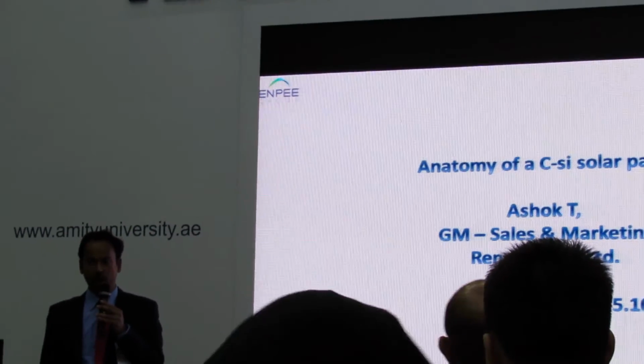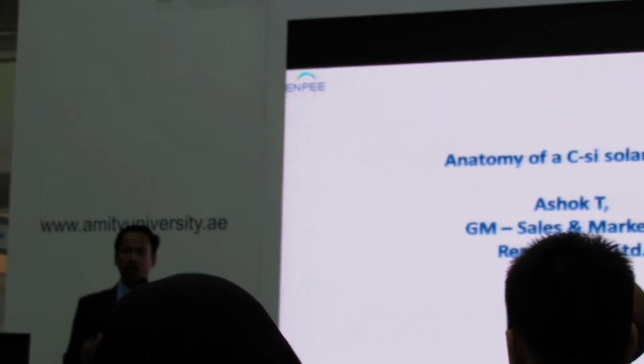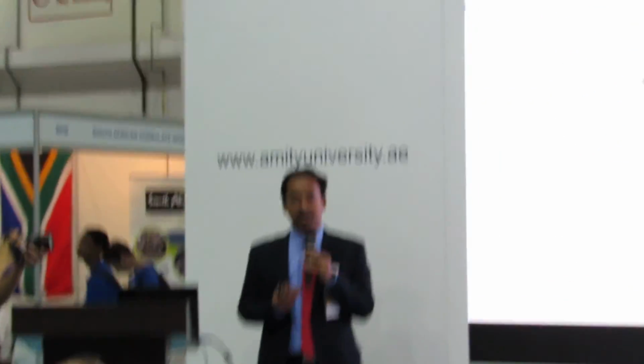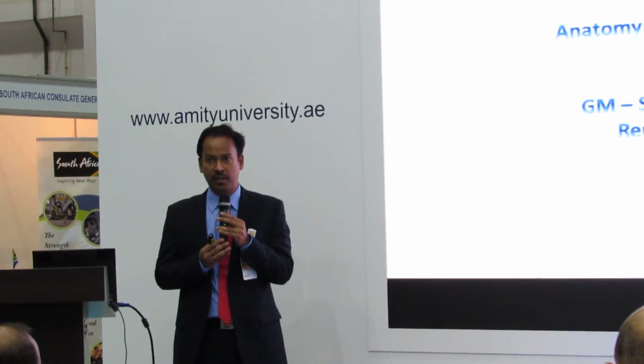Anatomy of a solar module. So when we have an anatomy of our body, the human body, we have various parts of the body and they have various applications to do, and how they protect us, and what are the key functions of each organ of a body. So similarly, we'll see some elements of a solar panel. I'll be talking about a crystalline silicon panel.